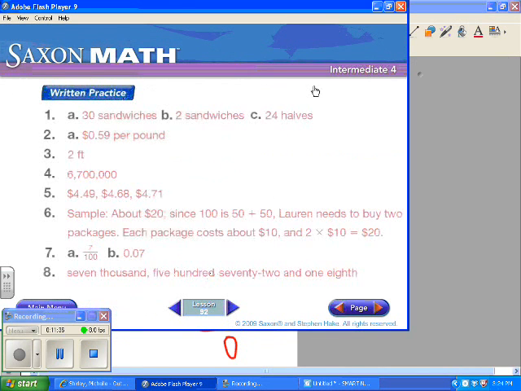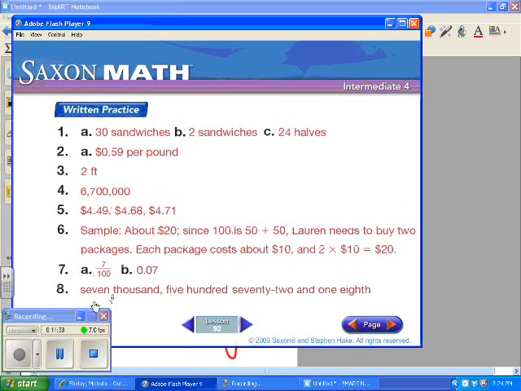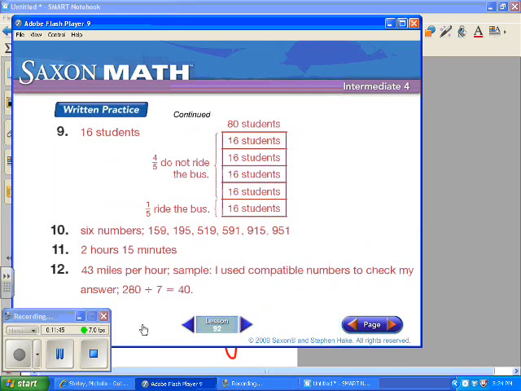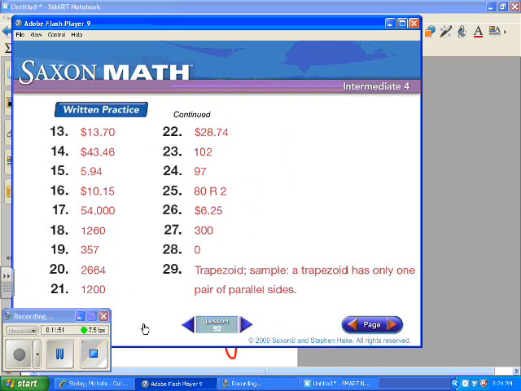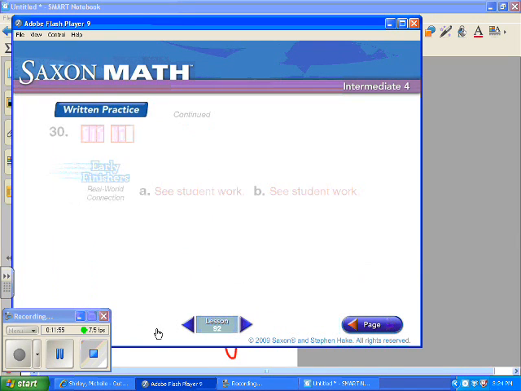Okay, written practice. So hit pause as you check 1 through 8. Hit pause as you check 9 through 12. Hit pause as you check 13 through 29. And hit pause as you check 30, and the early finisher if you tried that.